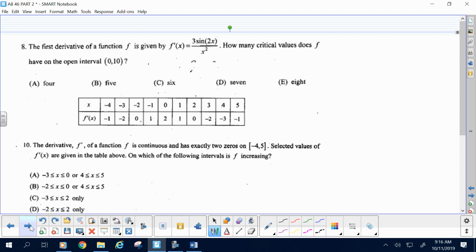Number 8. The first derivative: you are expected not to take the derivative by hand or even try to solve this by hand, but to graph this and find how many places f prime is 0 or undefined from 0 to 10 in your calculator. How many times did the derivative hit 0 or undefined from 0 to 10, not inclusive of the endpoints?